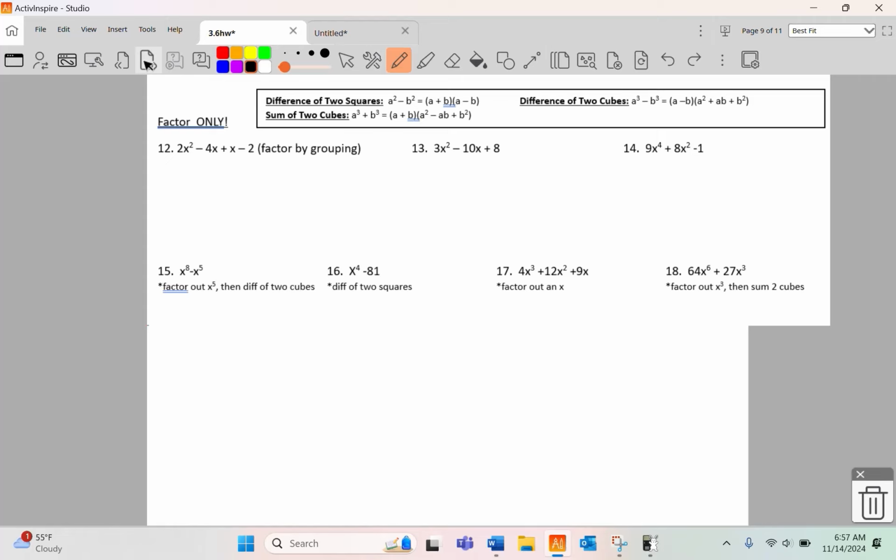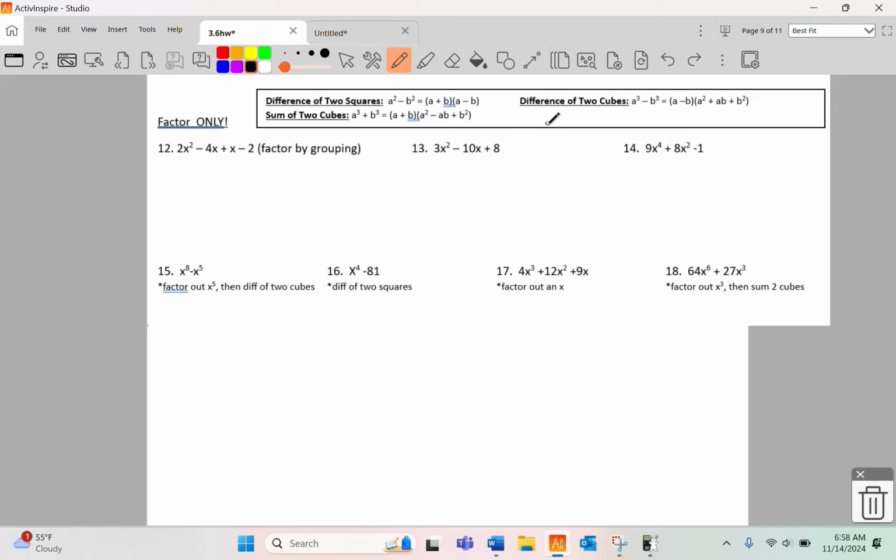Factoring practice. I don't know if I want to do any of these or not, because you're the ones who need to practice with factoring. All your forms are up top. And these do need to be factored completely, as far as you can, anyways.